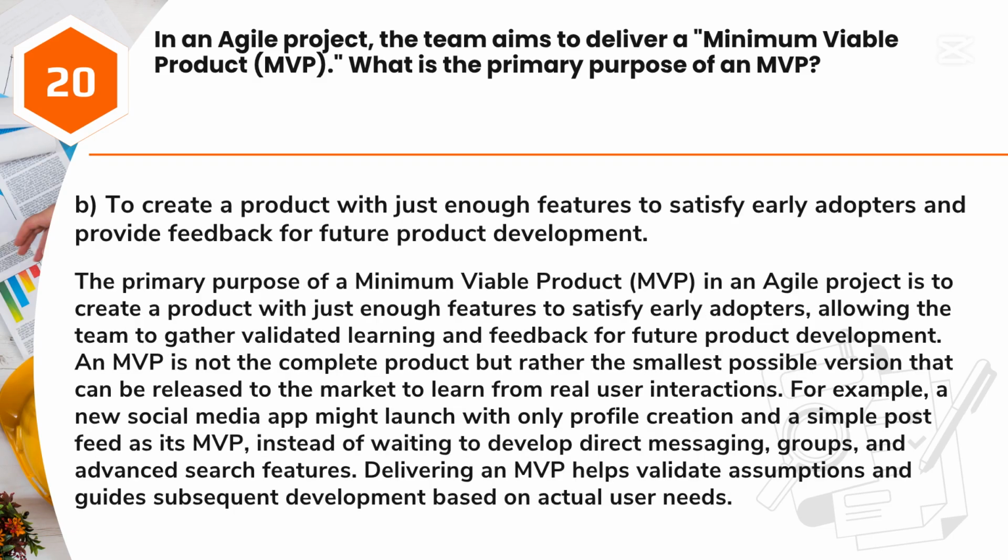Answer: B. To create a product with just enough features to satisfy early adopters and provide feedback for future product development. The primary purpose of a minimum viable product, MVP, in an Agile project is to create a product with just enough features to satisfy early adopters, allowing the team to gather validated learning and feedback for future product development. An MVP is not the complete product but rather the smallest possible version that can be released to the market to learn from real user interactions.